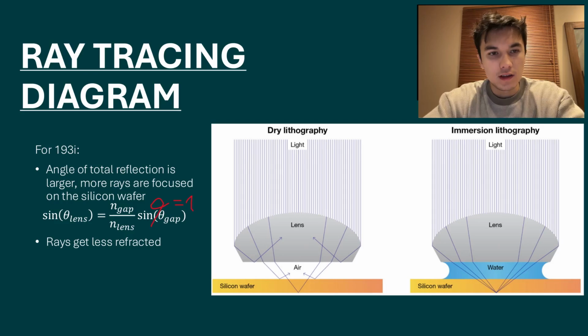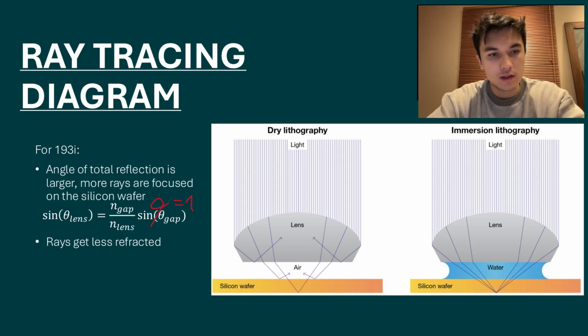Here you can see a ray tracing diagram of a system, like again the last lens of the system and the silicon wafer and the gap. And you can see when the gap is filled with air that the angle of total reflection is larger, as you can also derive by Snell's law. Here you can see Snell's law, and if you increase the refractive index of the gap medium, then the angle of total reflection also gets increased.